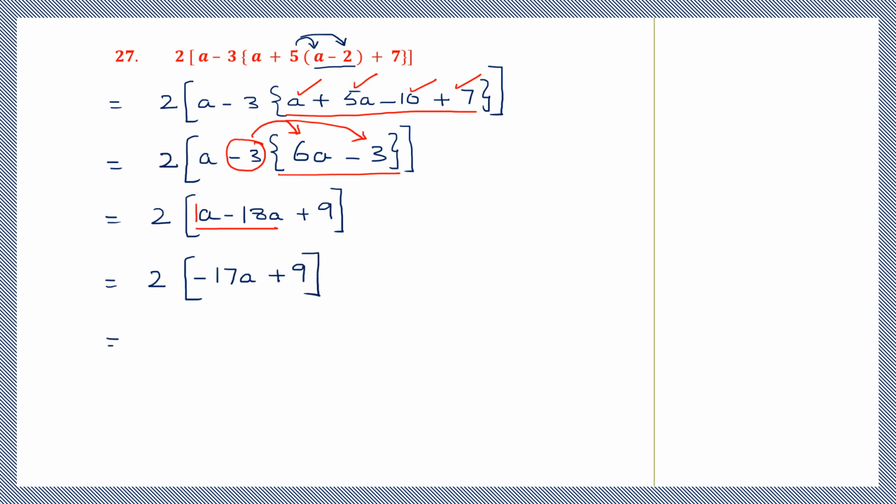Now we're going to remove the square brackets. So before you remove, once again, look at what is before that. It is multiplication sign with the number 2. So 2 into minus 17. So that will be, the sign is minus, 17 2s are 34. 34a here, and 2 into 9 is 18. The sign is plus, it is 18. So our final answer here is minus 34a plus 18.